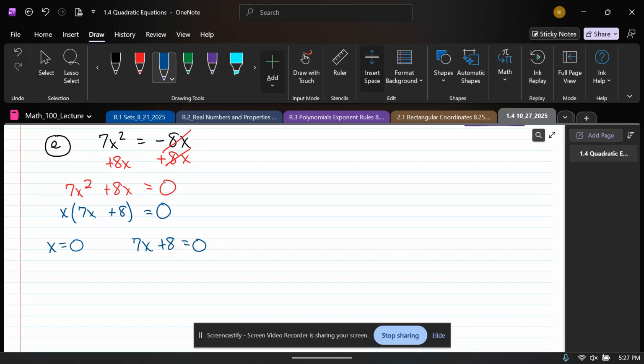On the first one, x equals... there's nothing to do to get x by itself. It's already by itself. So that one's done. I've got x equals 0. That's one of my answers.